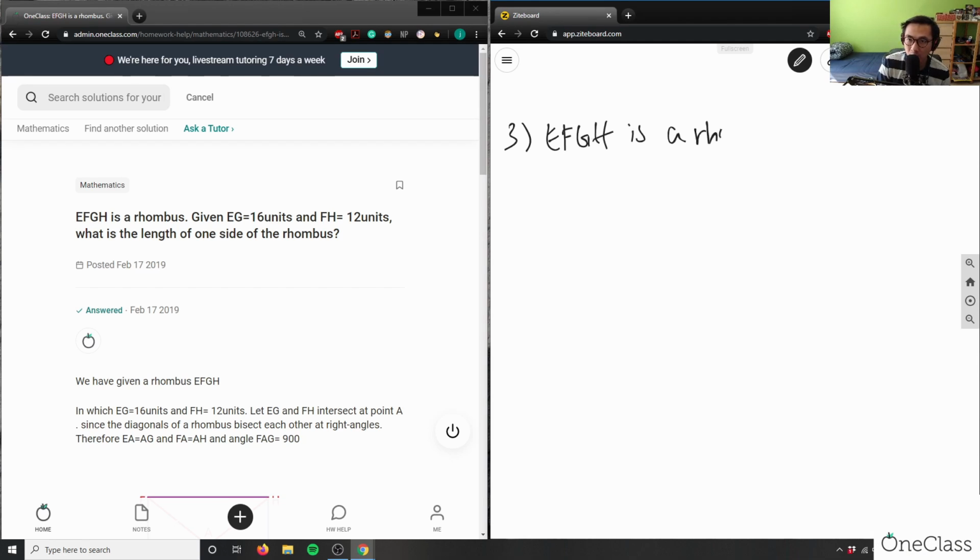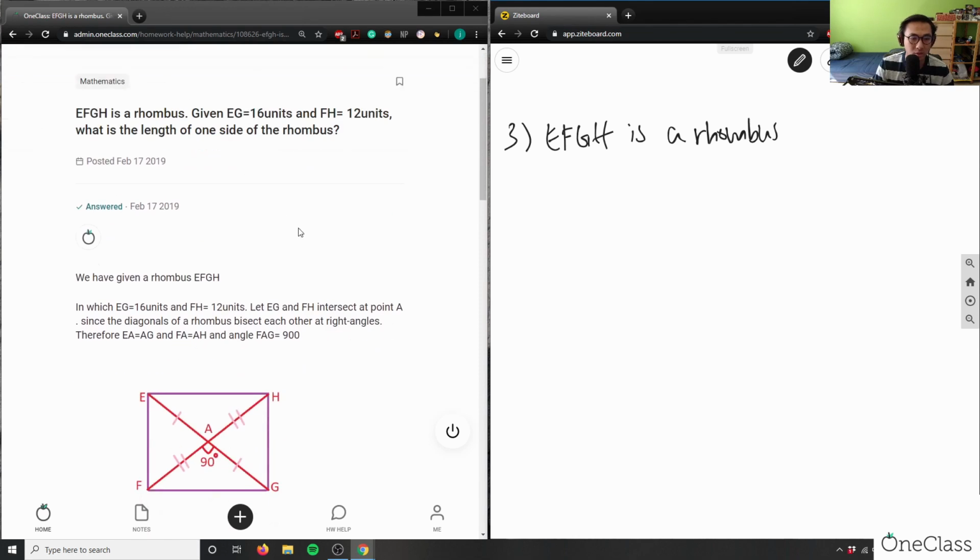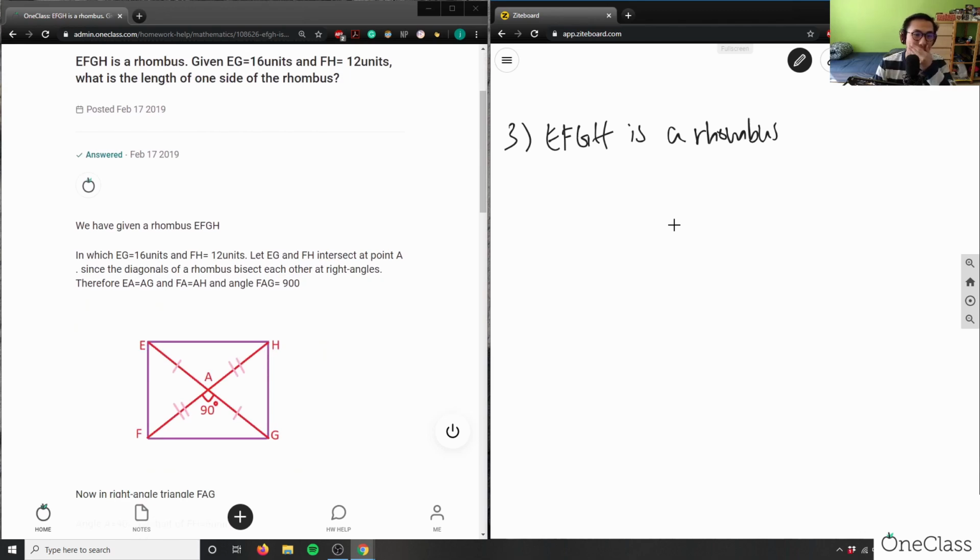EFGH is a rhombus. Given that EG is 16 and FH is 12, what is the length of one side of the rhombus? So let me just draw this out. We have a rhombus. This looks oddly like a rectangle, but let me try to draw the rhombus for what it is. Something like that, and I'm going to label the vertices E, F, G, and H.